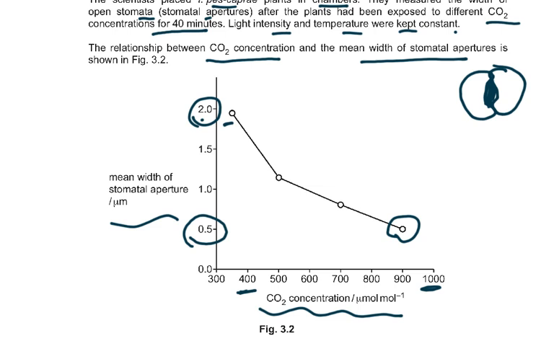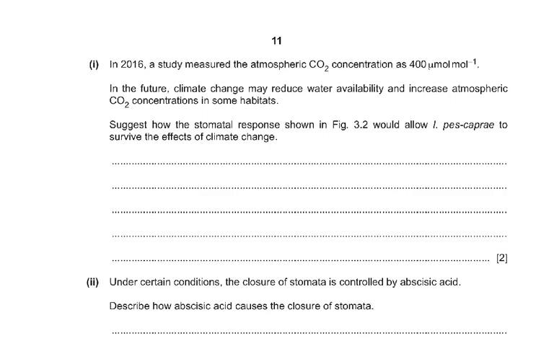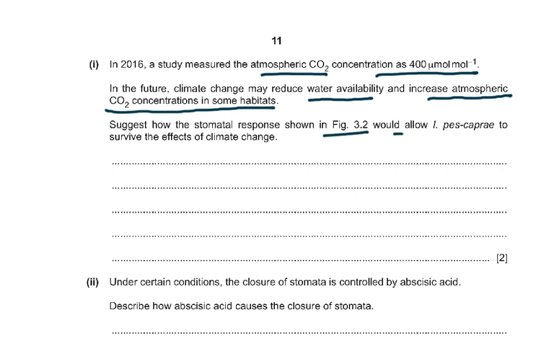Always understand the graph like this. At 400, what is the aperture? 2.0. At 900, it has gone down to 0.5 micrometer. This is the unit that they have used here. So always understand the graph and then, of course, proceed with the question. Now, what does it say? It says in 2016, a study measured the atmosphere's CO2 concentration as 400 micromoles per mole. In the future, climate change may reduce water availability and increase atmospheric CO2 concentrations in some habitats. Suggest how the stomatal response shown in figure 3.2 would allow plants to survive the effects of climate change.